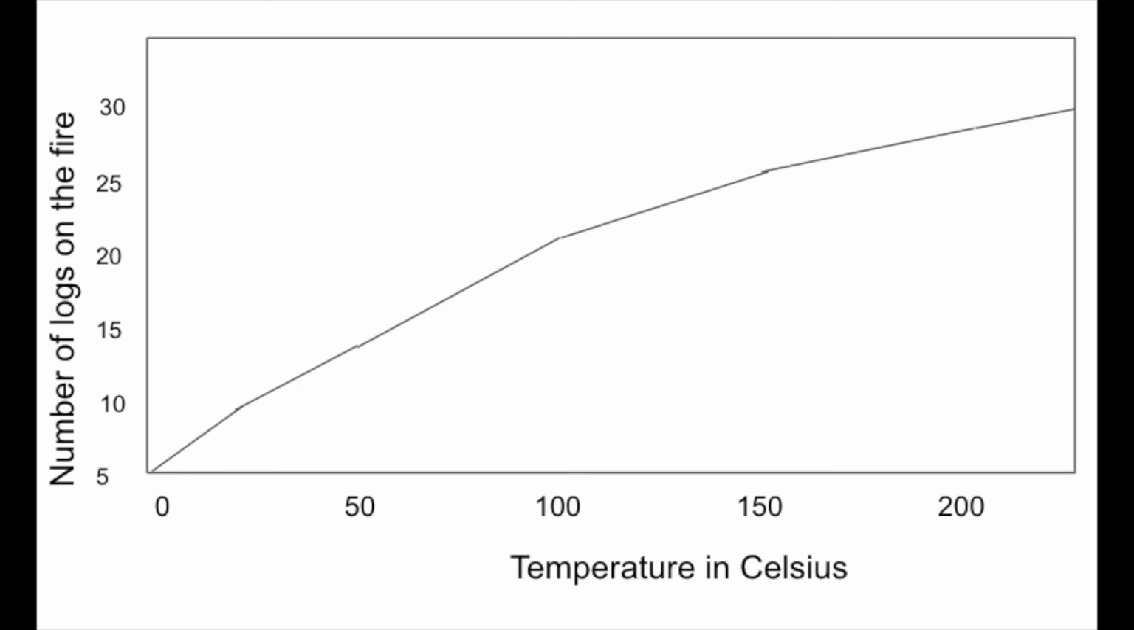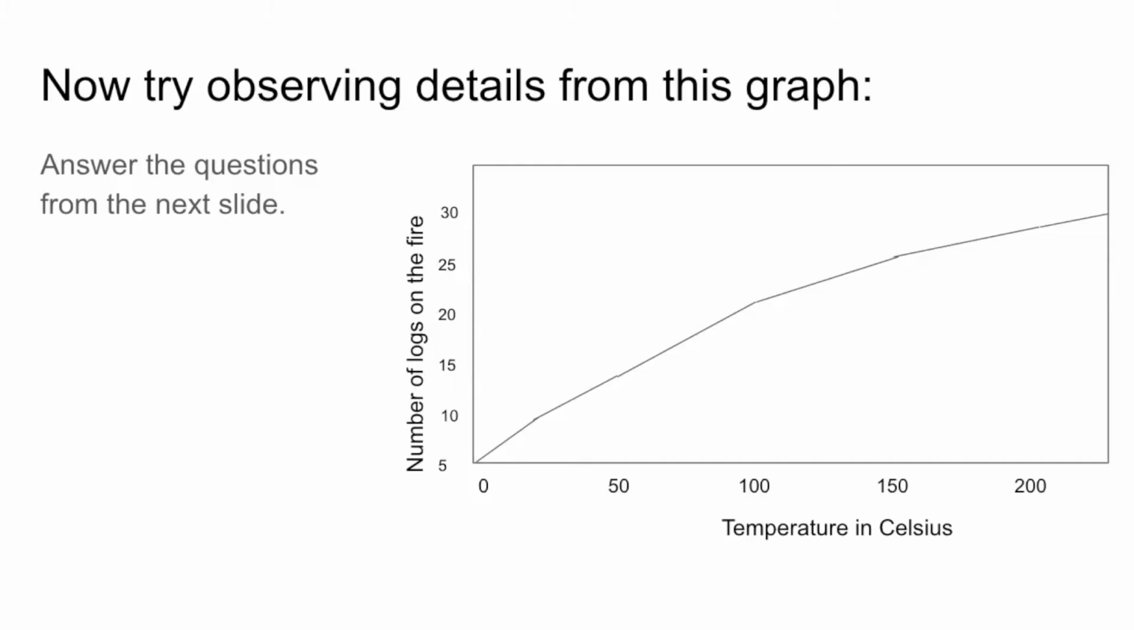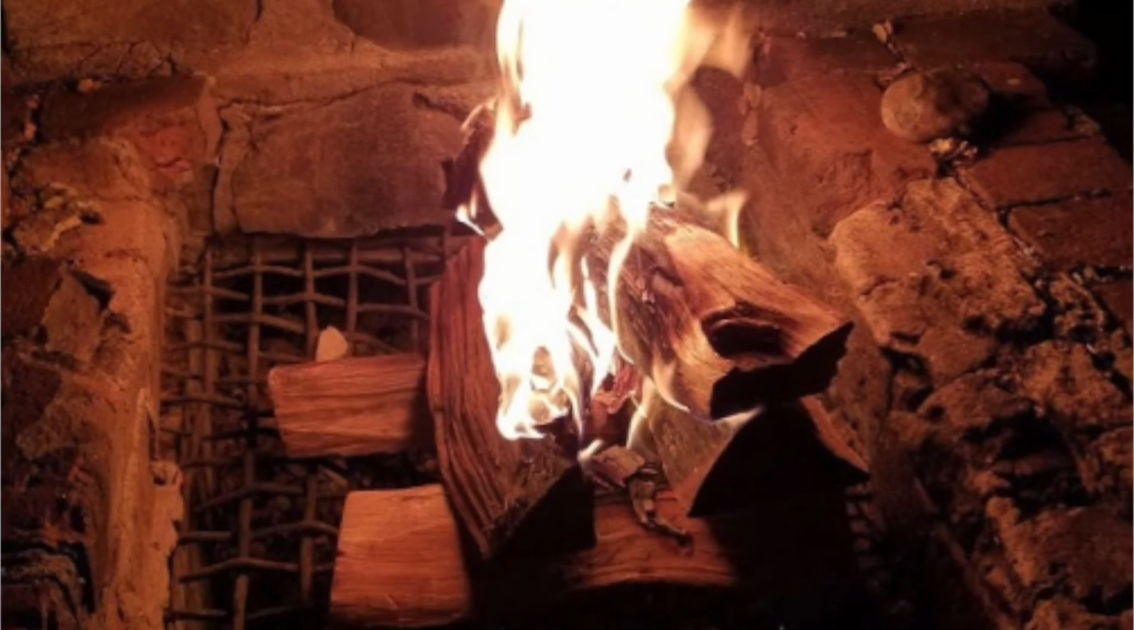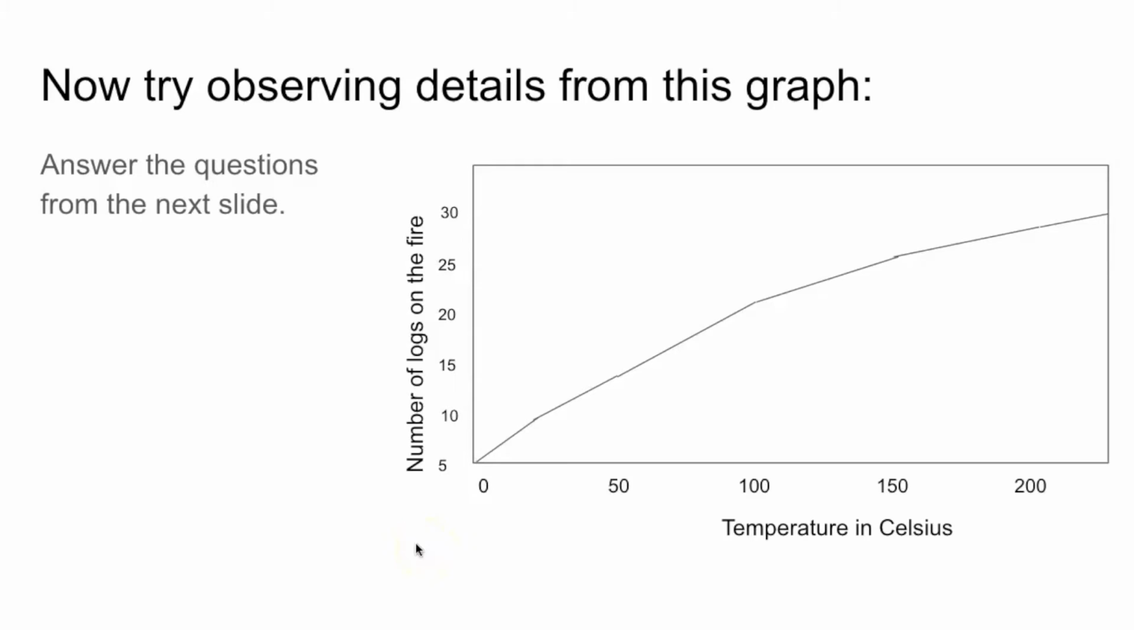Now, try observing details from this graph. I just made this graph up, but let's pretend that we're building a fire and we are measuring what? What are we measuring in this example of a fire in a graph? We have an x-axis. What's the x-axis measuring? And we have the y-axis. What's the y-axis measuring?